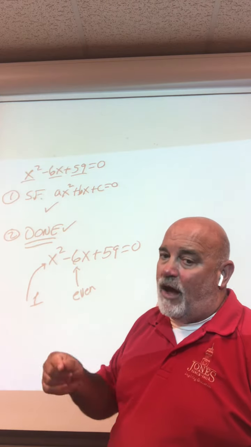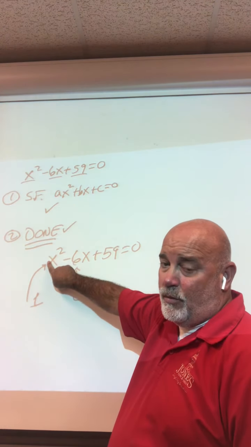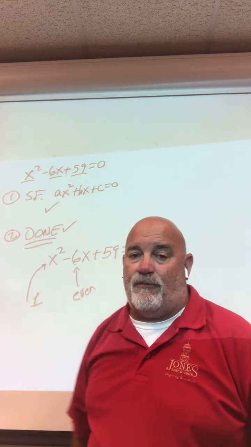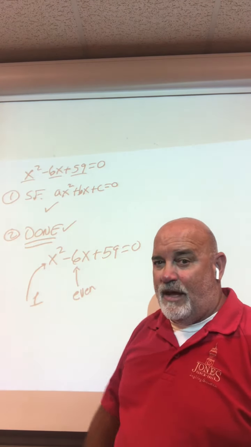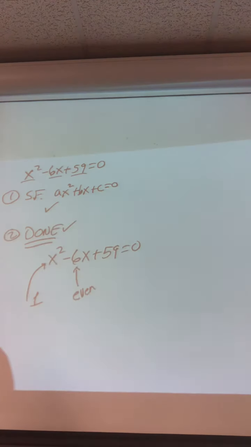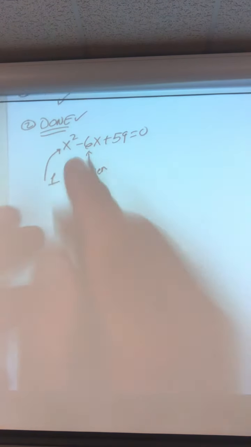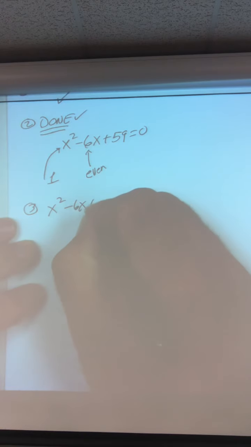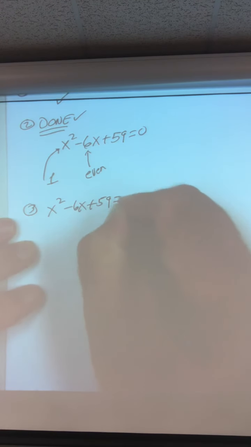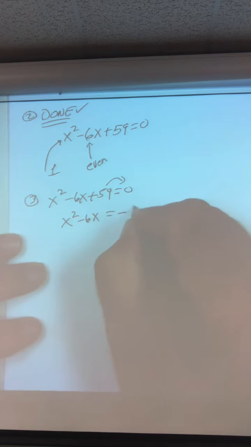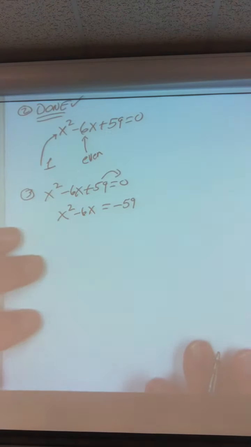So if there's one in the homework, completing the square, where this is not a 1, or this is not even, use method number 4. I will explain after this, okay? I think there is one like that in your homework. All right, so that step's done. Now go to step 3. Move the constant to the other side. When you do, that becomes subtract 59 from both sides.